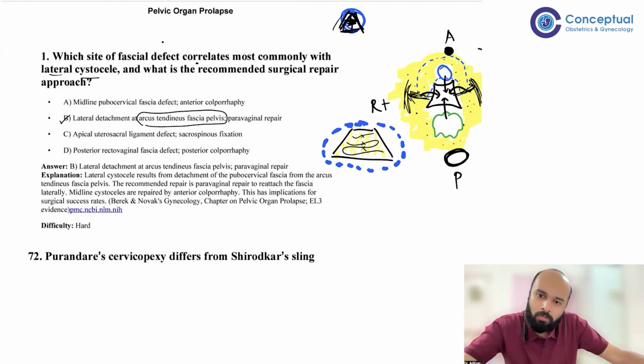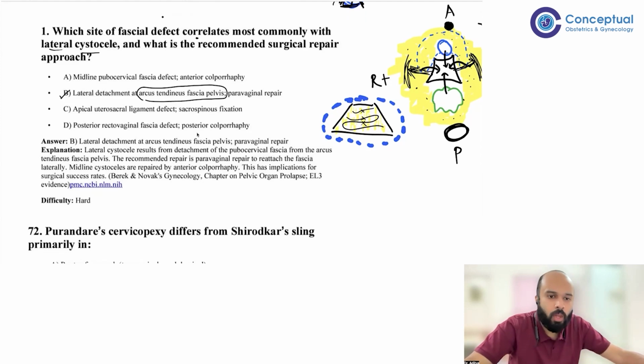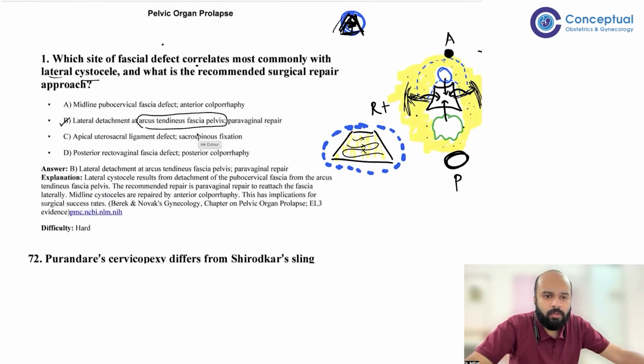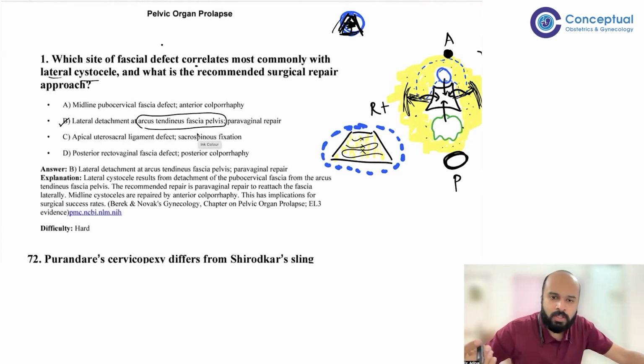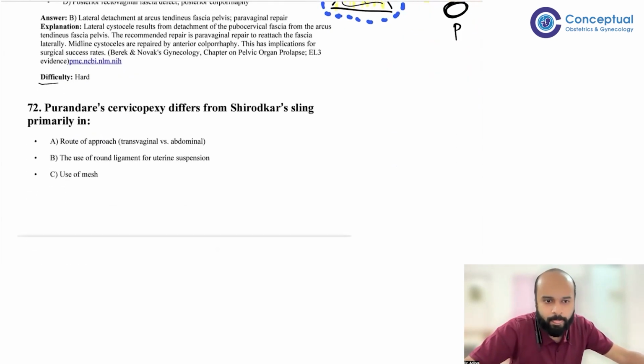When it is torn, the endopelvic fascia is going to retract medially and is going to result in a lateral cystocele. Okay, great. Got it. So moving on to the next question. By the way, the difficulty level has also been given over here. It is stated to be of the hard difficulty level.